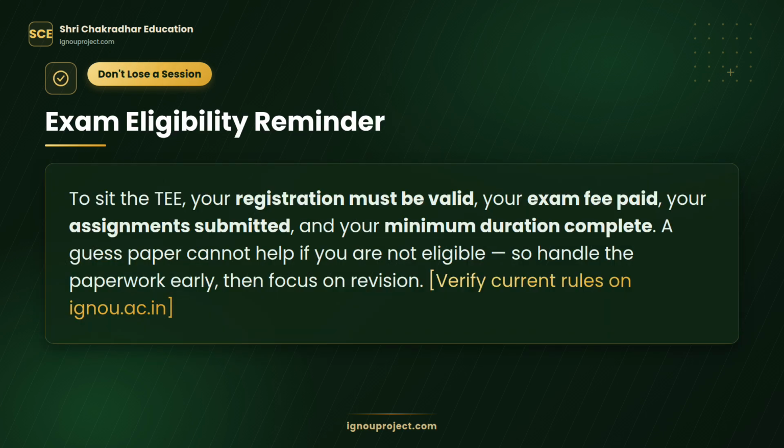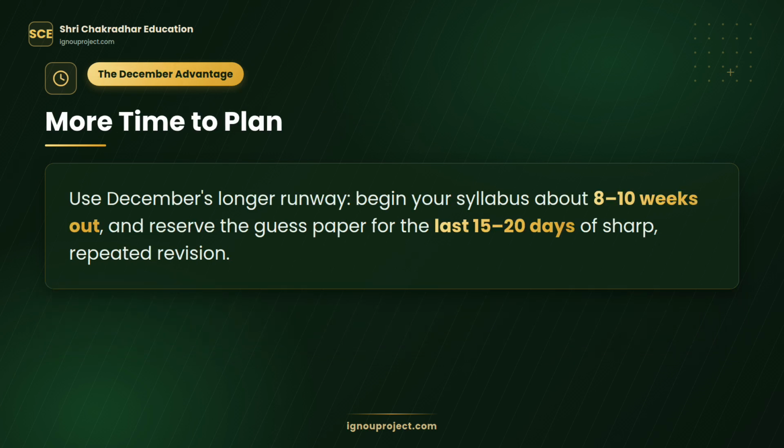One eligibility reminder, because students lose a whole session over it. To appear in the term-end examination, your registration must be valid, your examination fee paid, your assignment submitted, and your minimum course duration complete. A guess paper cannot help you if you are not eligible to sit the exam in the first place, so handle the paperwork early, then focus on revision.